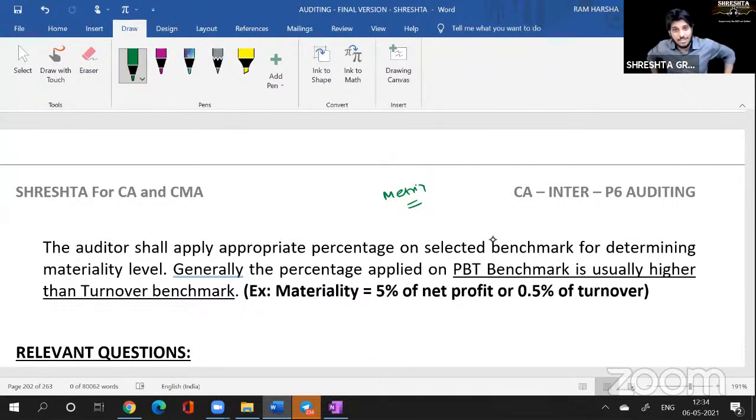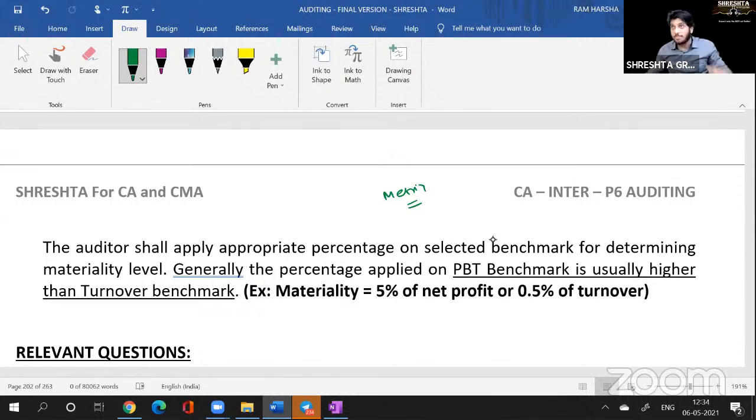See, for service industry, turnover is not a better metric. Profit is a better metric. In manufacturing industry, how much they produced may be a better metric. In a banking industry, how much loans they gave is a better metric. In an NBFC industry, how much investment they got.